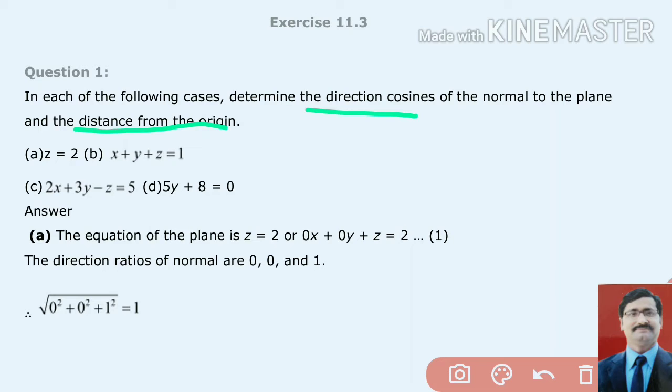But for that, these equations may be given in Cartesian form or in vector form, but it should be in the normal form. Here the normal vector that is given to you should be a unit vector, meaning the direction cosines should be given to you, not a direction ratio format.